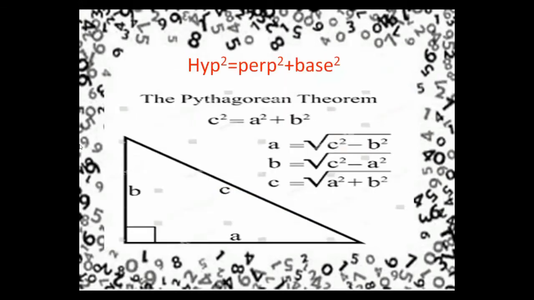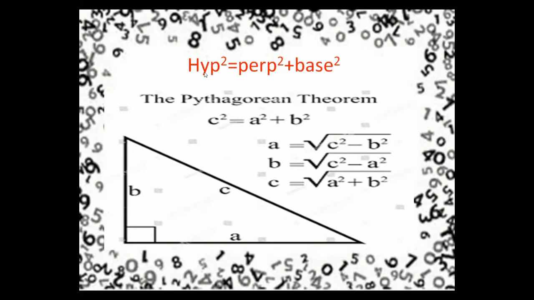So, if you are considering a right angle triangle, this will be its base, this will be the 90 degree angle, this will be the perpendicular, and opposite to the right angle this is the hypotenuse. The hypotenuse is denoted by c square, the perpendicular by a square, and the base by b square.